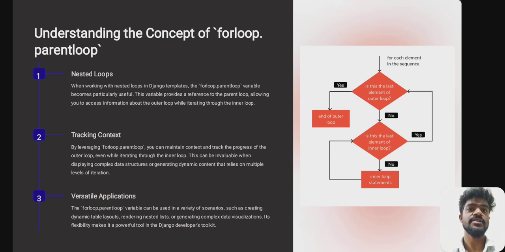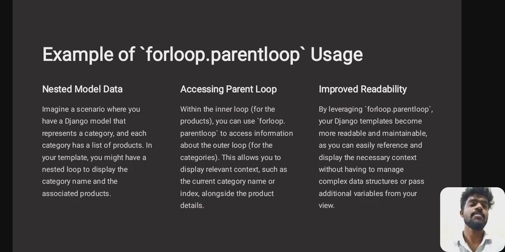Versatile applications. The forloop.parentloop variable can be used in a variety of scenarios, such as creating dynamic table layouts, rendering nested lists, or generating complex data visualizations. Its flexibility makes it a powerful tool in the Django development toolkit. Example of forloop.parentloop usage.